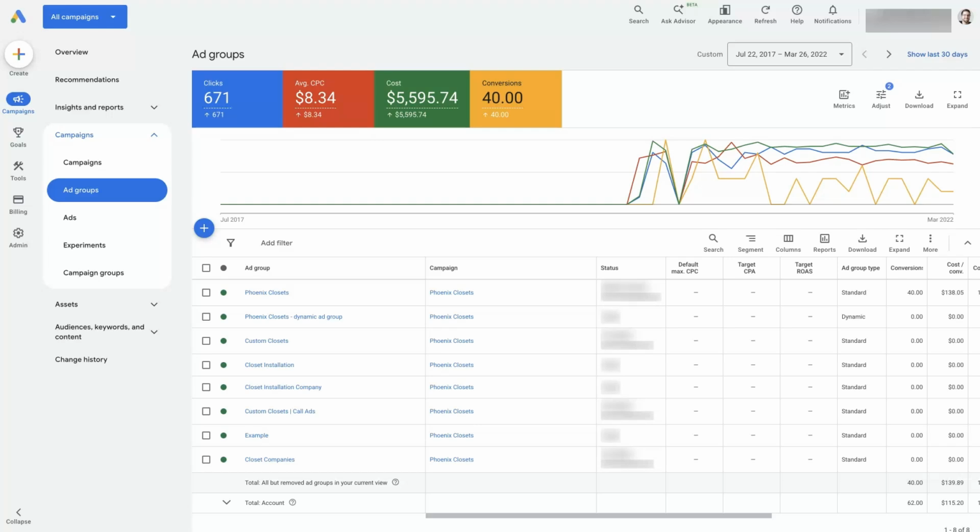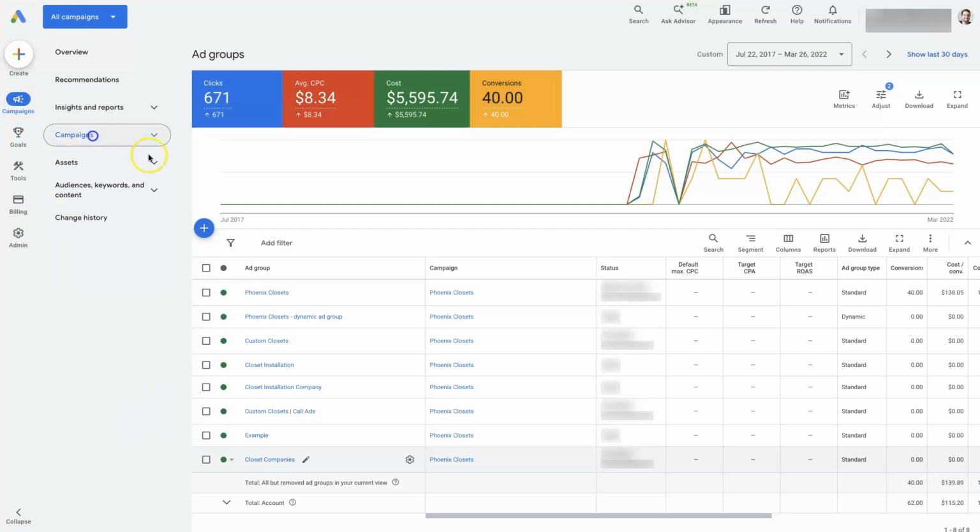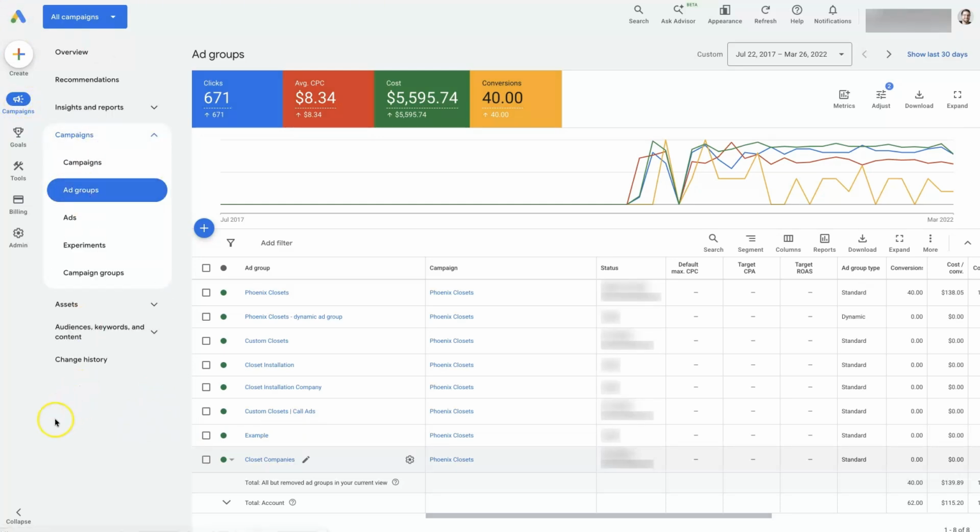Let's talk about the best practices for your Google Ads ad group structure. So I'm in Google Ads here under campaigns, and then I've selected ad groups. We only have one active campaign, so it's just showing this one campaign here. And you'll see we have this broken out into a bunch of different ad groups. We've got like Phoenix closets, custom closets, closet installation company, bunch of different variations.